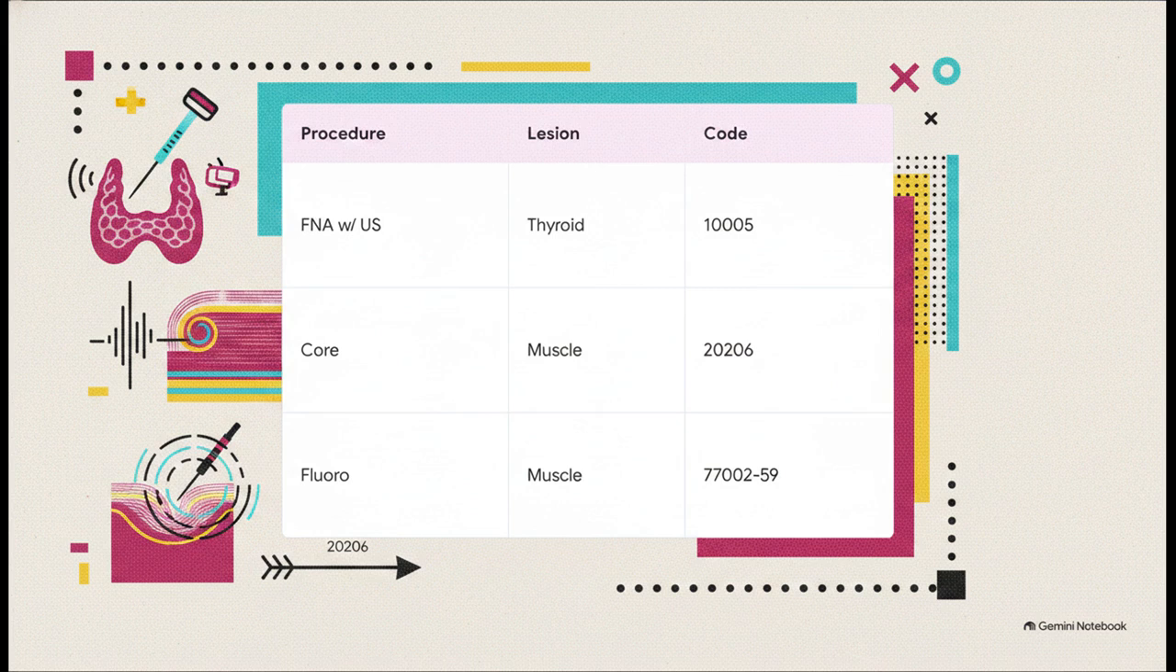Finally, let's look at example 5, which is definitely our most complex case study. Lesion 1 is a thyroid FNA with ultrasound. Lesion 2 is an axillary muscle core biopsy with fluoroscopy. So we have different lesions, different biopsies, and different guidance methods. For the FNA, you use 10,005, which already includes the ultrasound. For the muscle core biopsy, you use 2026. But wait, that code doesn't include the fluoroscopic imaging. So you have to carefully code the fluoroscopy separately using 77002 and append modifier 59 or the specific Medicare modifier XU to show it's a completely distinct procedural service from the first biopsy's imaging.